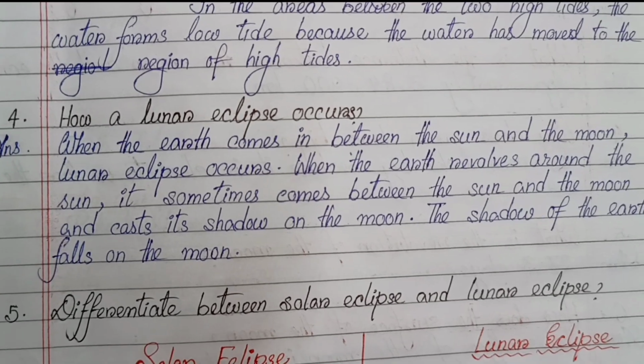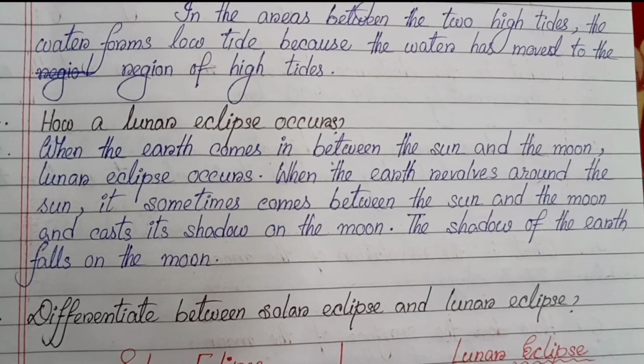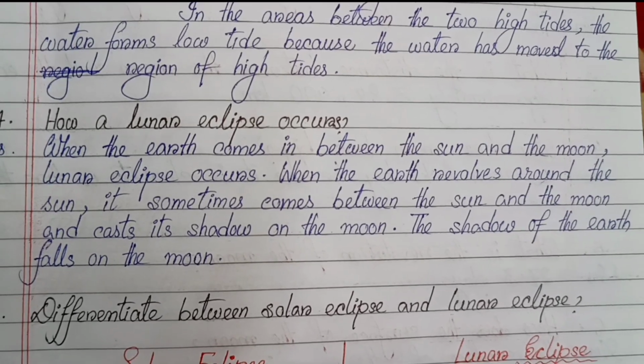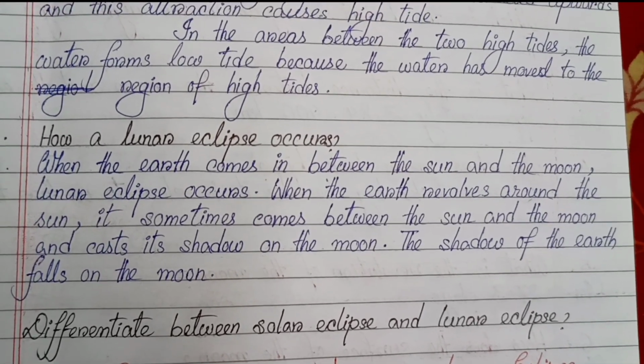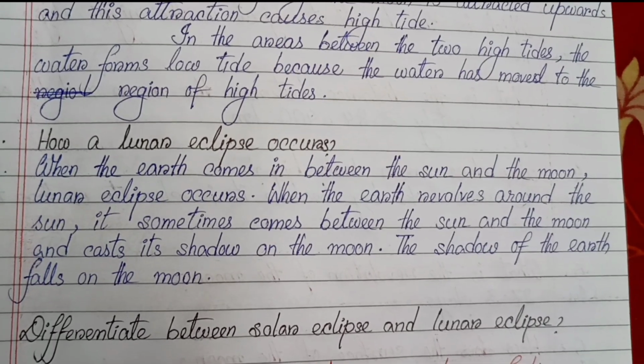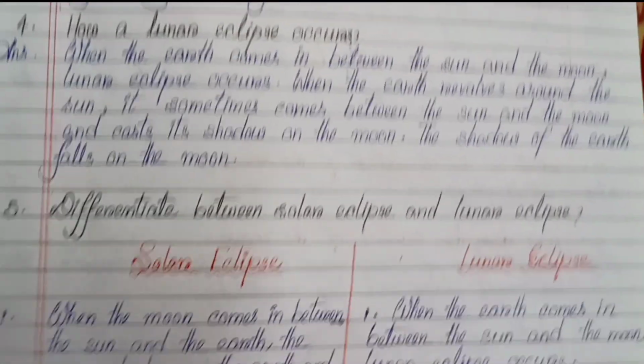Number 4, how a lunar eclipse occurs. When the earth comes in between the sun and the moon, lunar eclipse occurs. So when the earth revolves around the sun, it sometimes comes between the sun and the moon and casts its shadow on the moon. The shadow of the earth falls on the moon.